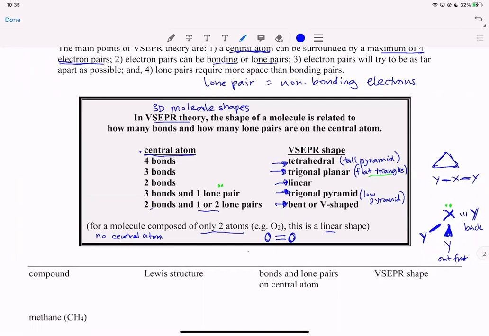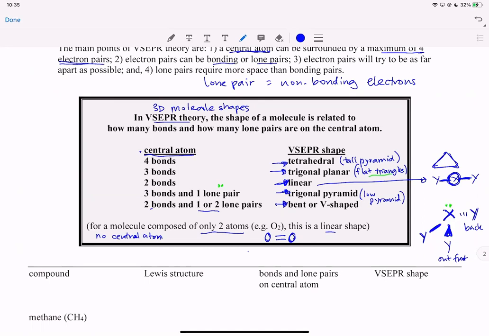So that's called linear. You will notice that it's also similar to this linear shape. The linear shape that has a central atom, that's this linear shape. The central atom is X, and then there's 2 bonds coming out of it. That's also called linear because you have 3 things connected in one line.